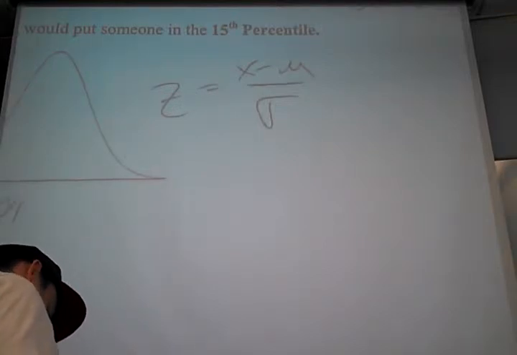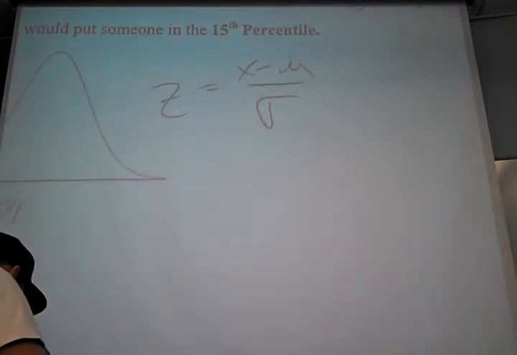So what's the worst part about that formula you can get rid of first? You want to solve for x? Standard deviation. Yeah, standard deviation. Multiply both sides. So if I multiply both sides by sigma, it'll cancel out the standard deviation there. So you get z sigma equals x minus the mean.